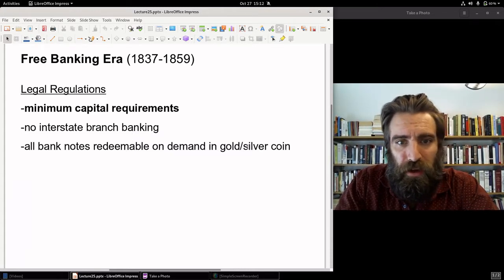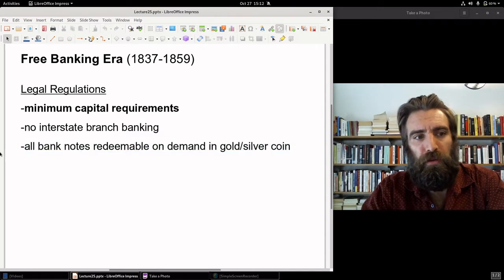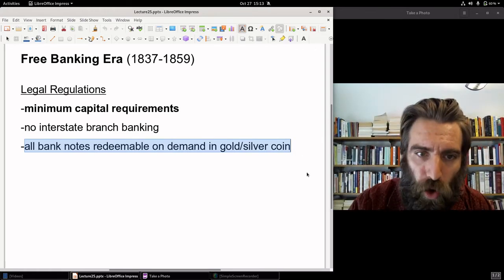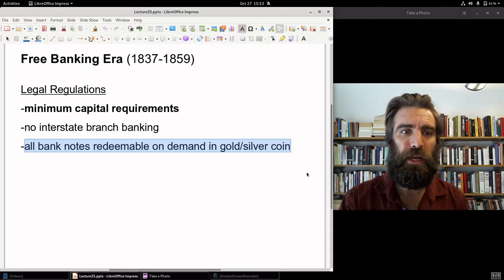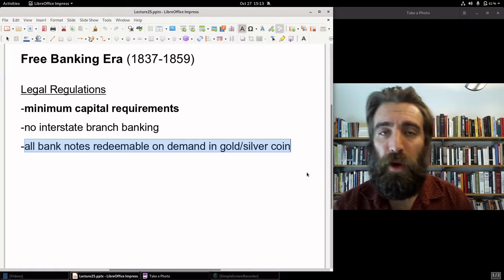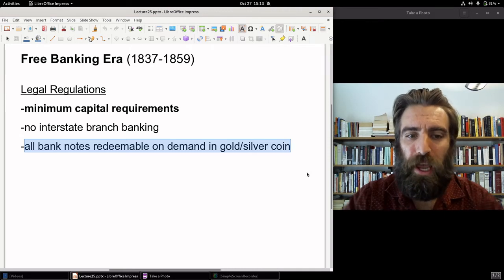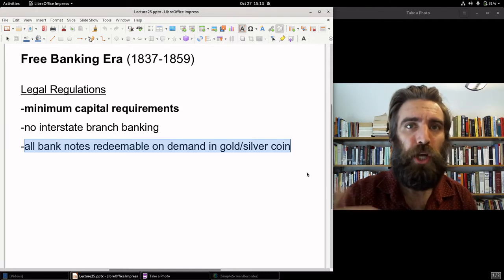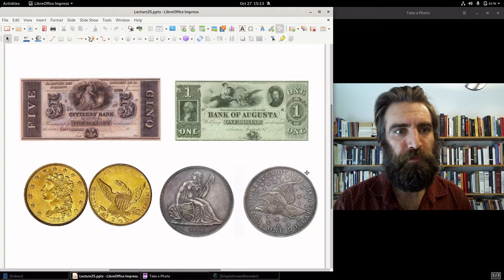Another regulation, and you may not think much of it, but this is a regulation. All banknotes were redeemable on demand in gold or silver coin. This operated as a check on the bank. Because at any time, the note holder had the legal right, and the bank had the legal obligation, to redeem those notes in gold and silver coin. And if they couldn't meet that demand, then they went bankrupt. So that was a regulation, a check on what? On how many notes, on how much paper currency the bank could issue.